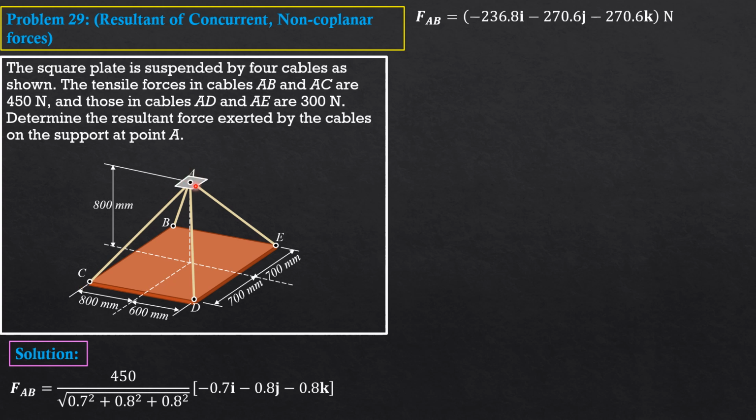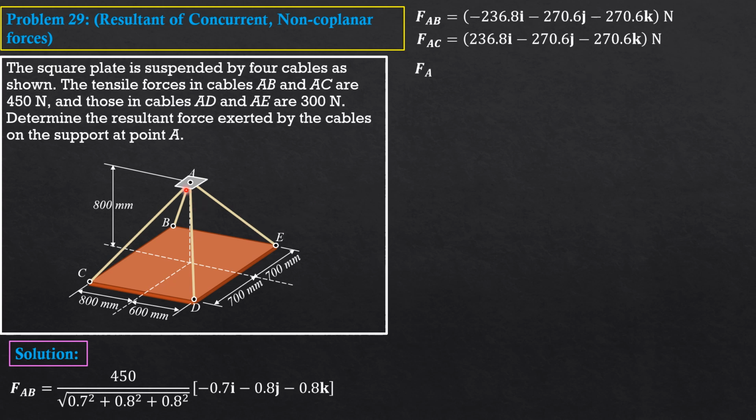FAC is directed downward, so negative 0.8k, leftward, negative 0.8j, forward, positive 0.7i. So it has the same form as this except that the X component is positive, and the components are numerically equal. So FAC is positive 236.8i minus 270.6j minus 270.6k newtons.